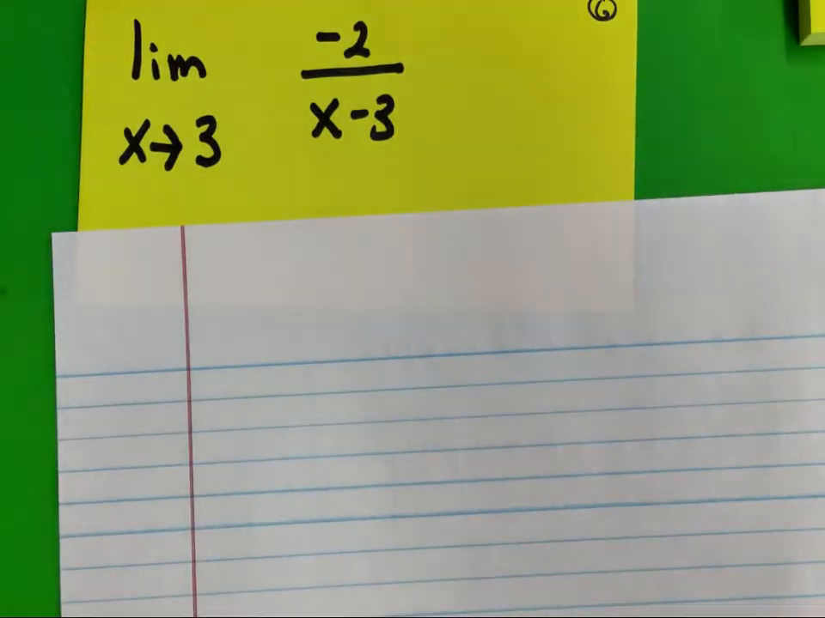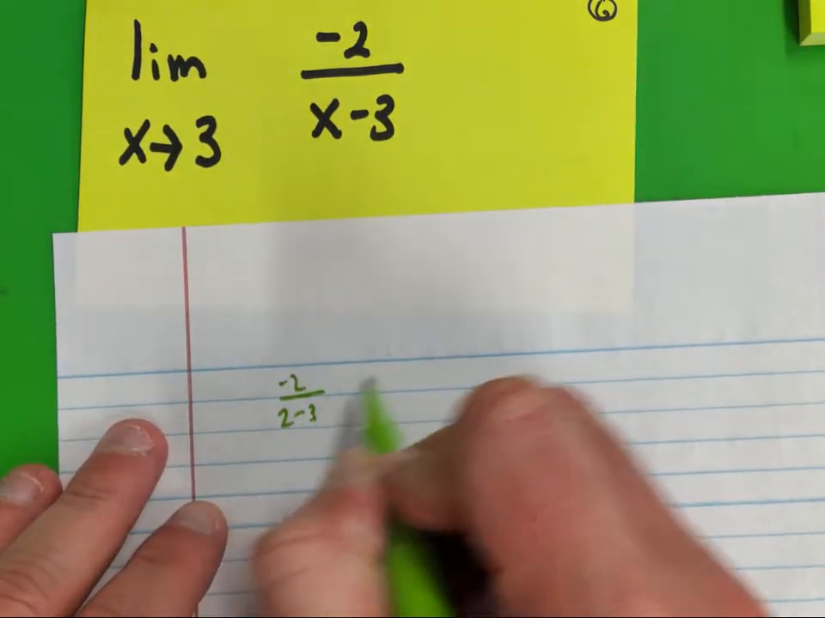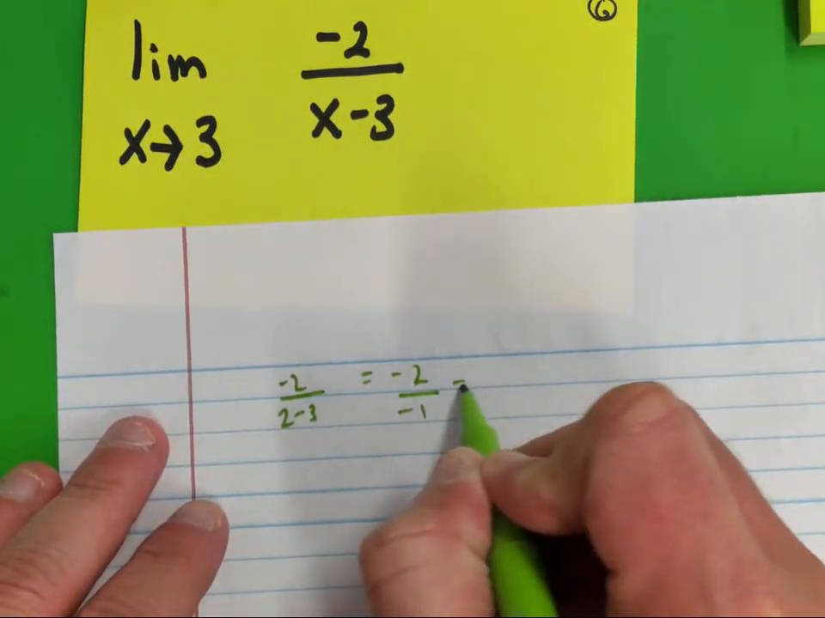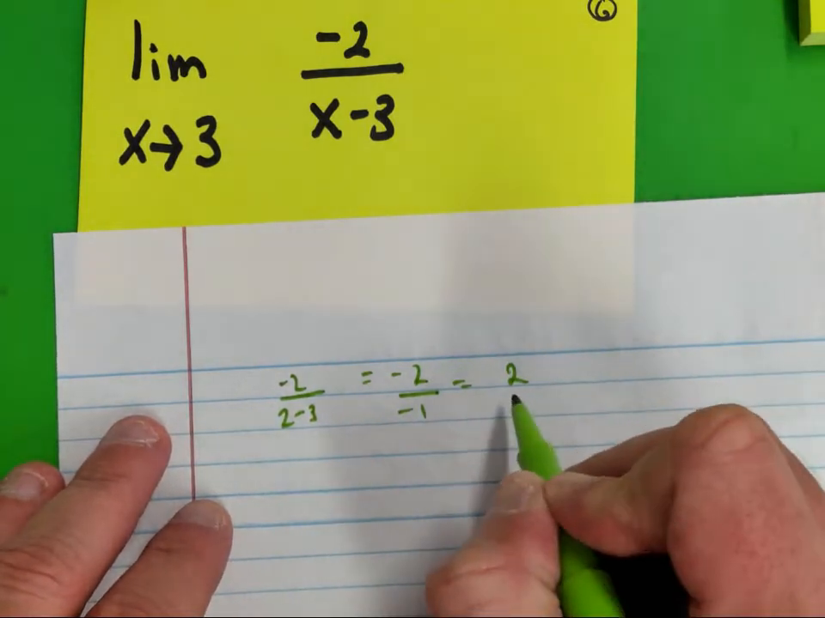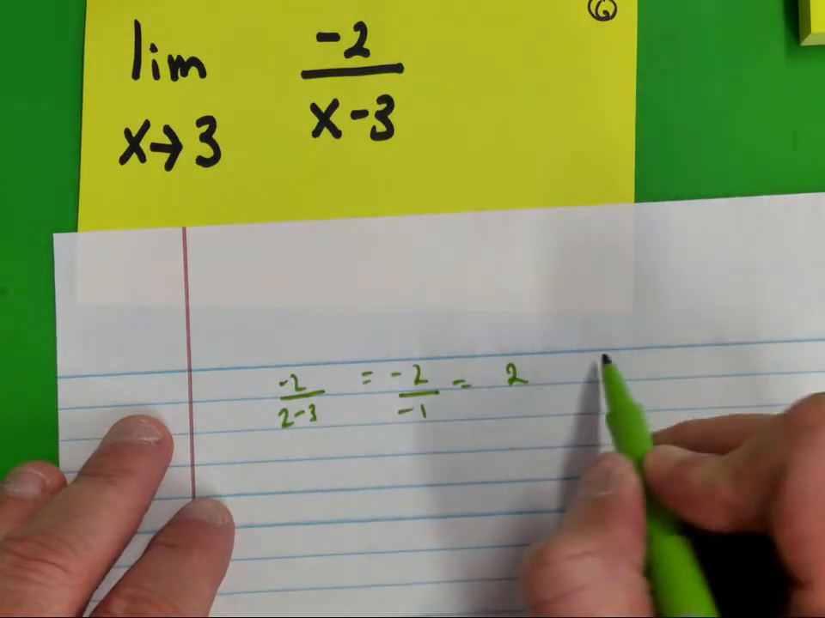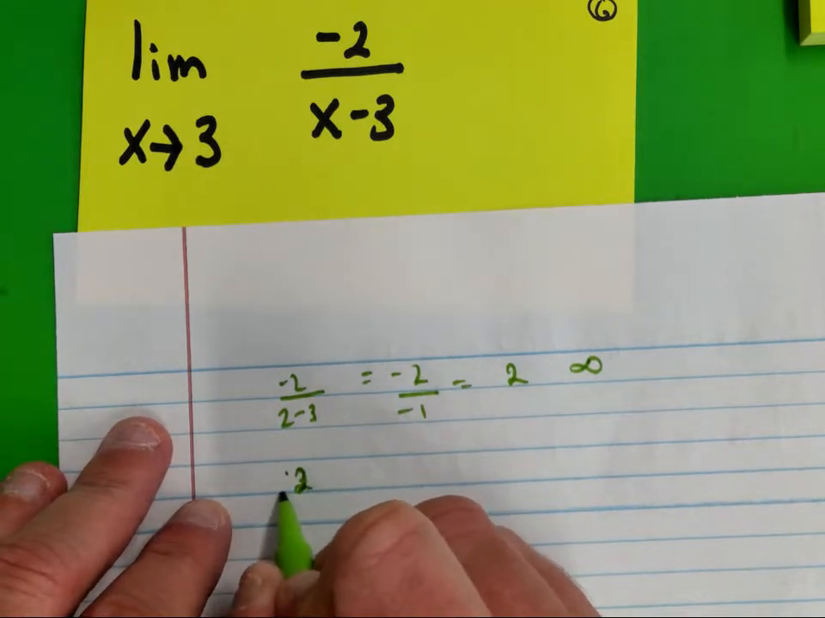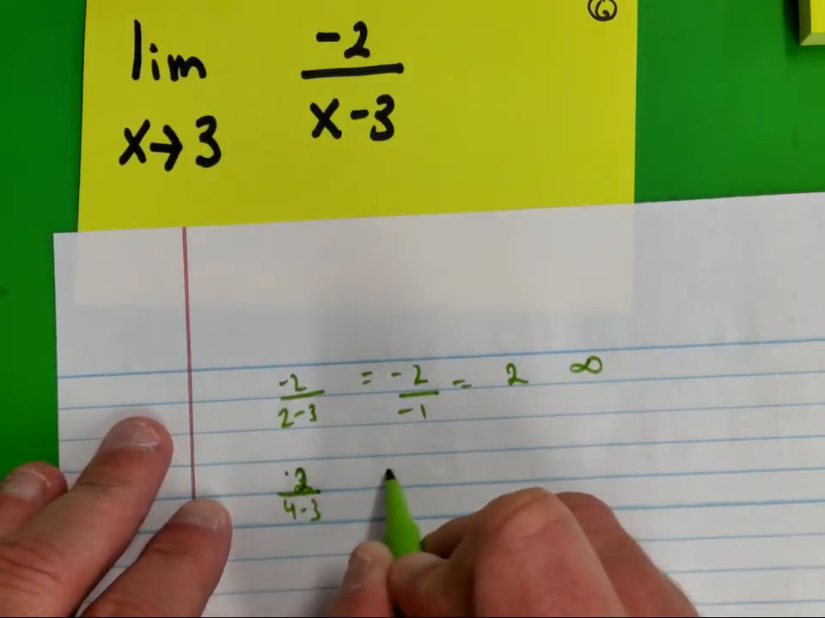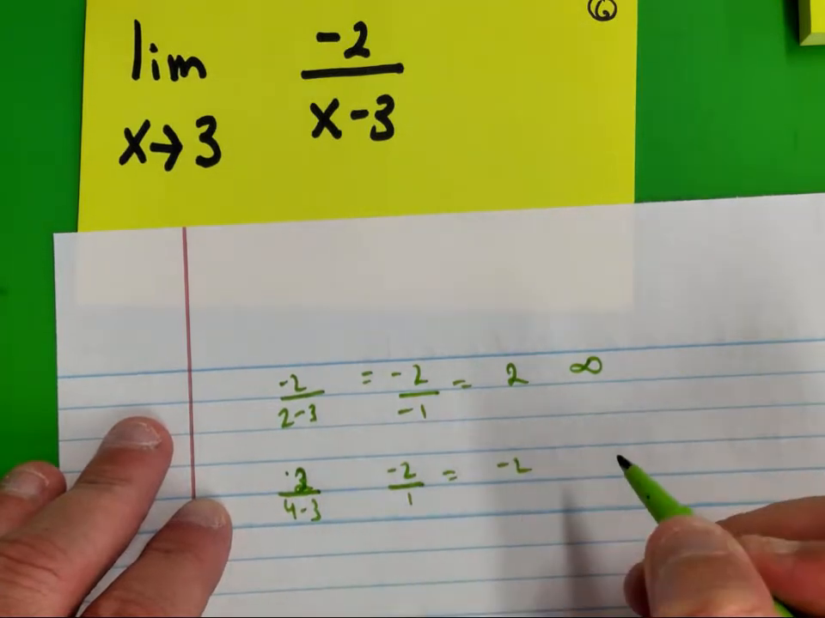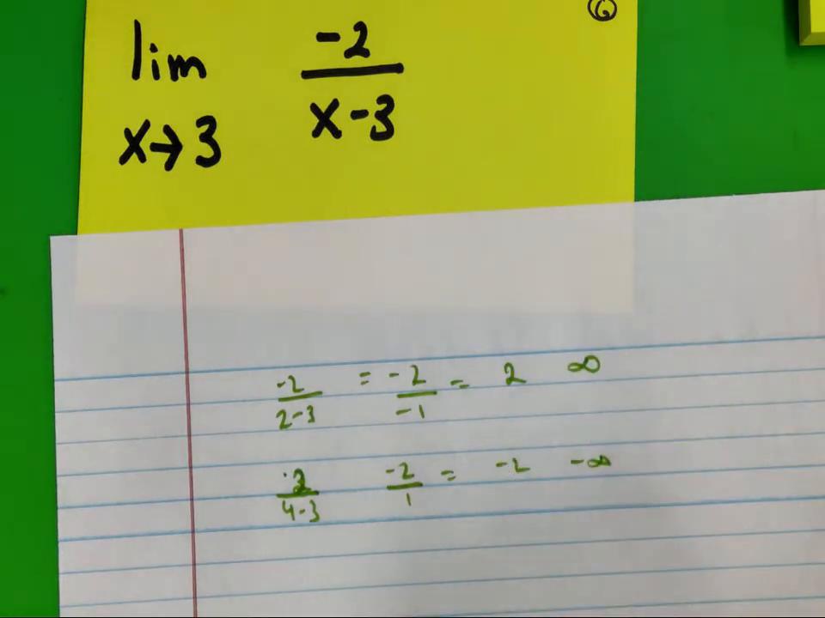Okay, so what's the number to the left of it? 2. When I do that, I get 2 over a negative 1, which is a negative 2, isn't it? That's not my answer, but is it positive or negative? That means that side is going to negative infinity. Now I'm going to plug 4 in. That gives me negative 2 over 1, which is a negative 2. That means that side is going to what? Negative infinity. So I've got one going to positive, one going to negative. So what's my overall limit? Does not exist.